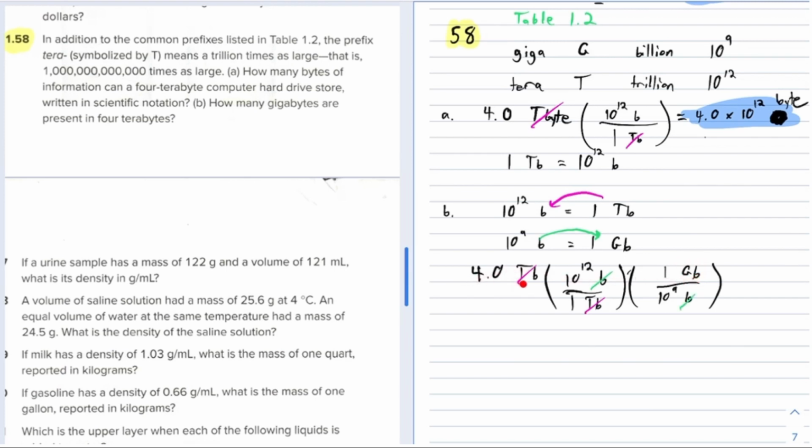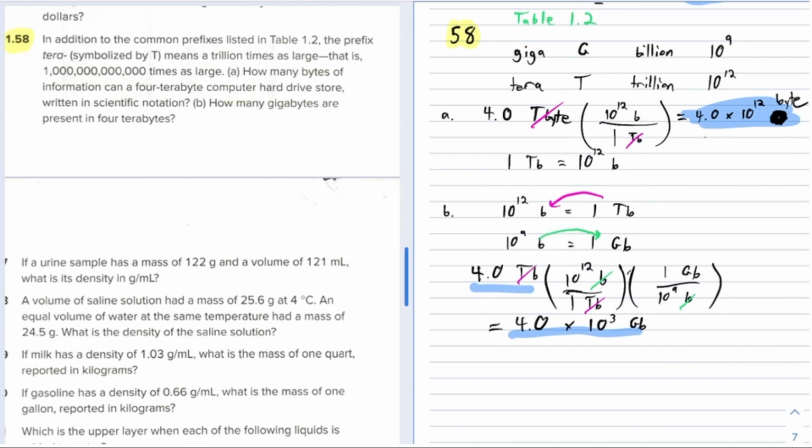So we're going to see 4 terabytes is how many gigabytes? Well, 4 times 10 to the 12th divided by 10 to the 9th. Whenever you have powers of 10, you divide that power of 10, you can subtract the exponent. So you're left with 10 to the 3rd. 10 to the 12 minus 9 is 10 to the 3rd. So 4 times 10 to the 3rd is the answer: 4.0 times 10 to the third gigabytes. So 4 terabytes is the same thing as 4 times 10 to the third gigabytes.